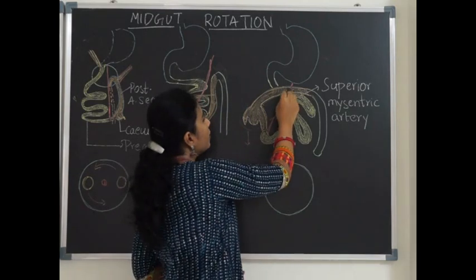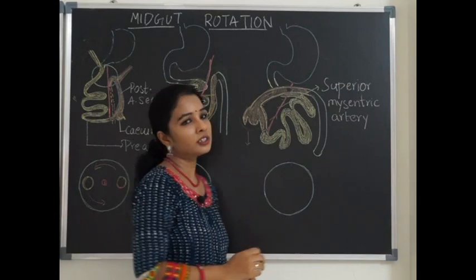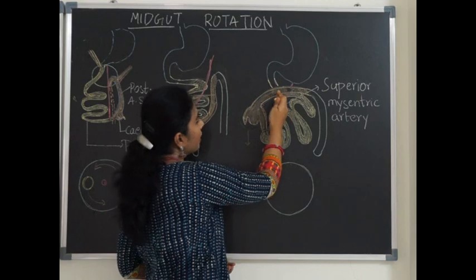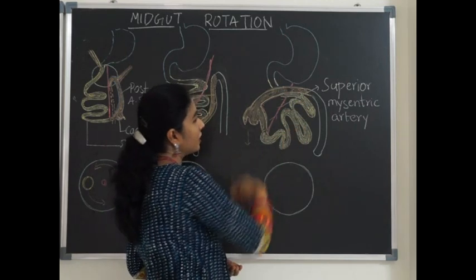The duodenum is pushed upwards into the mesentery towards the dorsal side, the posterior abdominal wall, because there is no place for the duodenum in the abdominal cavity because of these coils of the small intestine.